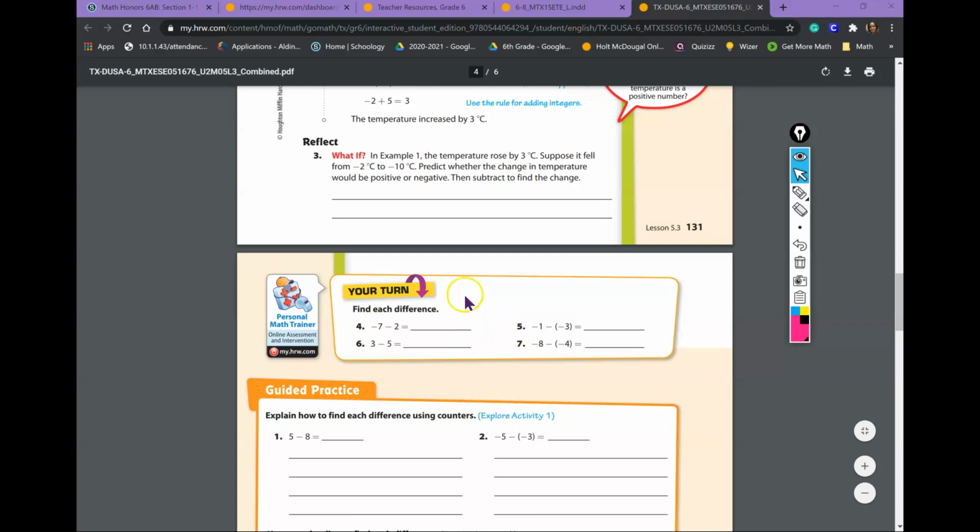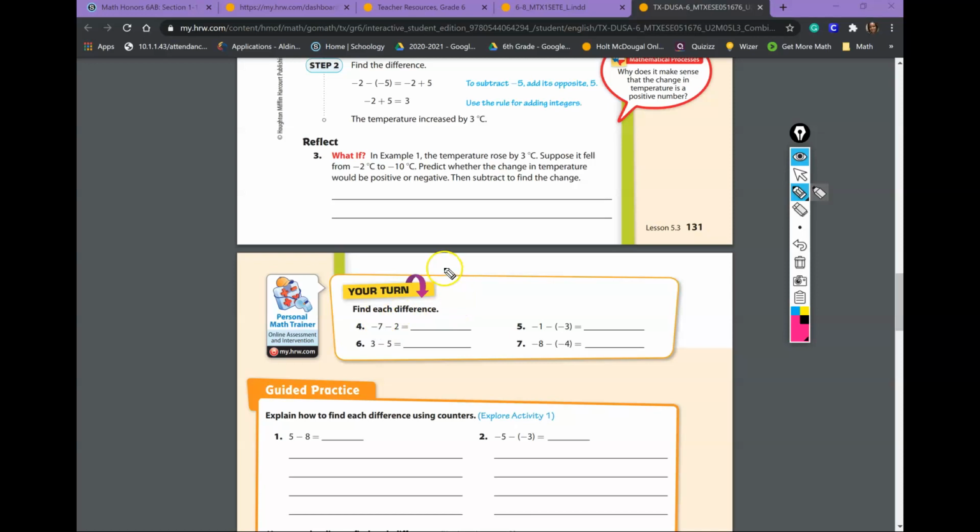Number 4 says -7 minus -2. So I'm going to add its opposite. So I'm going to say -7 plus, so I'm going to change the sign and add the opposite. Okay, so now my equation is -7 plus -2, and that is equal to -9, because now I'm going to use my adding integers rules and same sign add.